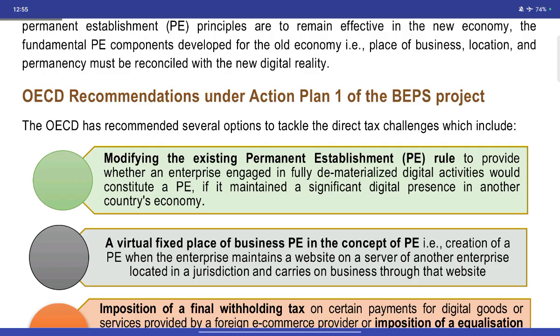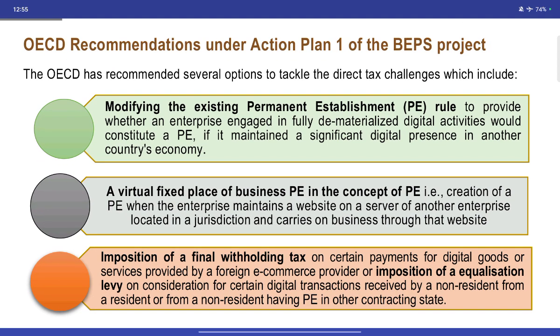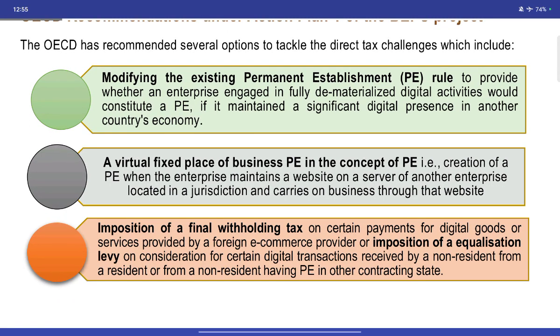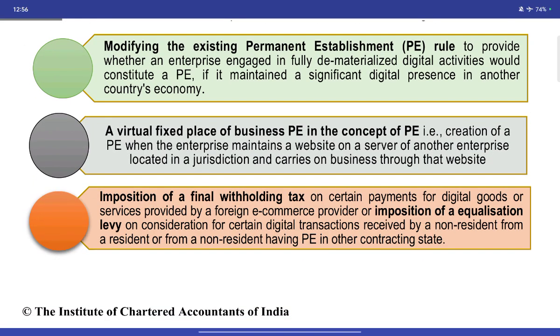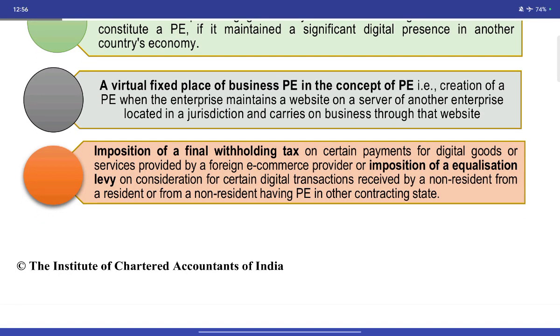The OECD recommendation in Action Plan 1 of the BEPS project. The OECD recommended several options to tackle the direct tax challenges, and this includes modifying the existing permanent establishment (PE) rules. It provides whether an enterprise engaged in fully dematerialized digital activities would constitute a PE, if it maintains a significant digital presence in another country and virtually has places of business, and the concept of PE. The creation of a PE arises when the enterprise maintains a website and servers in another jurisdiction and carries out business through the website.